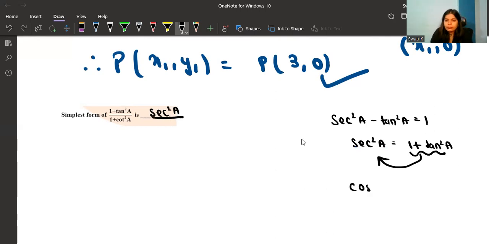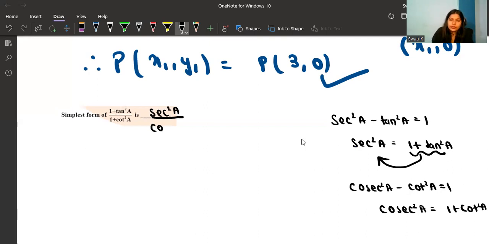There is another formula for that. Cosec square A minus cot square A will be equal to 1. So from here, what is cosec square A? It will be equal to 1 plus cot square A. Now, 1 plus cot square A is cosec square A. So I can write down here cosec square A.